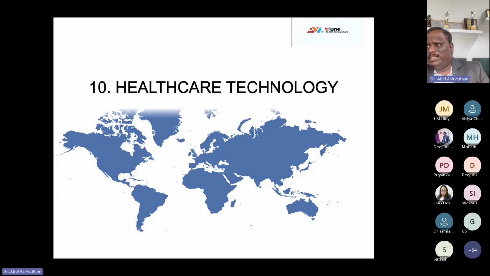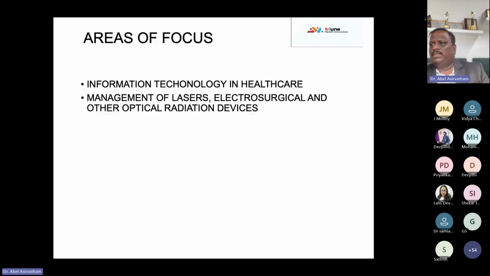Then we come to the 10th chapter that talks about healthcare technology, where we talk about information technology in healthcare, then management of lasers, electrosurgical and other optical radiation devices. Laser was already there previously, so this is not new to us. This chapter on information technology has been carved out from the MOI. We used to have all these requirements in the management of information, but now this has been carved out and put as a separate chapter.